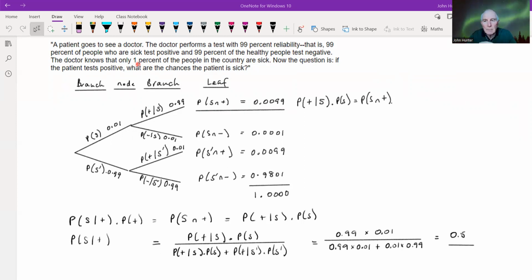That would be called, I think, the prevalence of the disease. So we've got the reliability of the test and the prevalence of the disease. Now the question is, if the patient tests positive, what are the chances the patient is sick?